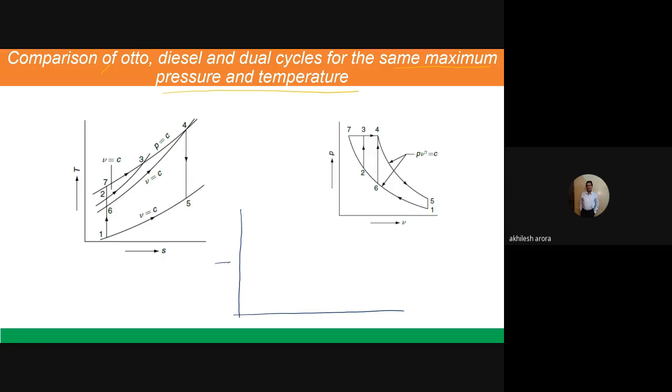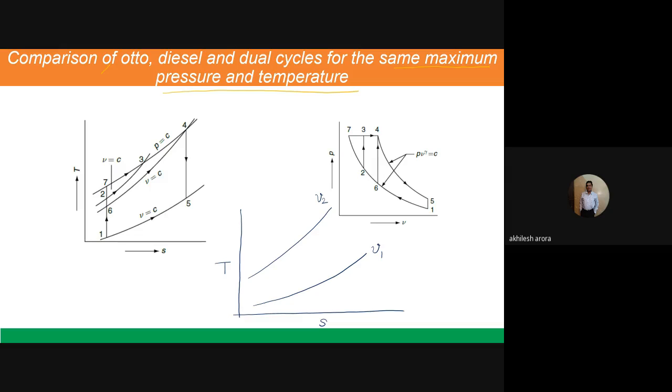This is once again the TS diagram, and once again I can start with the Otto cycle. These are the constant volume lines here. This is V2, let us call this V1, and now we are given a particular condition, same maximum pressure and temperature. So there is no restriction on the compression ratio here. The compression ratio can change actually, but yes, in this case the maximum pressure and maximum temperature are fixed.